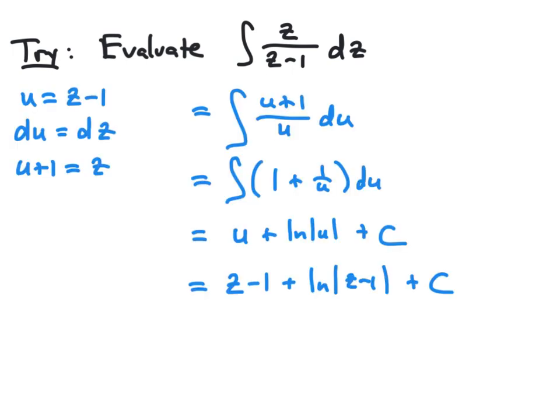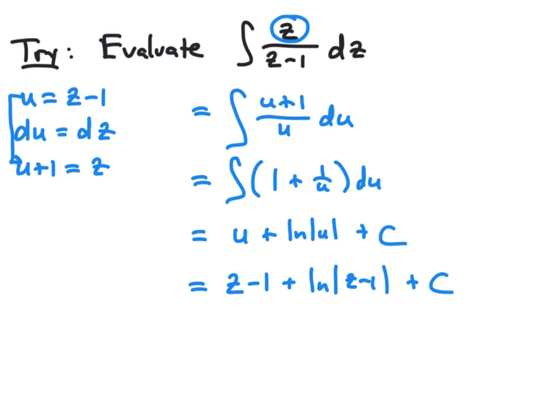For this example, we'll let u equal the denominator, z minus 1, so that du is equal to dz, which is the derivative of z minus 1. Since we also have a factor of z in the numerator, we're going to solve u equals z minus 1 for z by adding 1 to both sides, and we'll get u plus 1 is equal to z. And then we'll substitute that expression into the numerator.